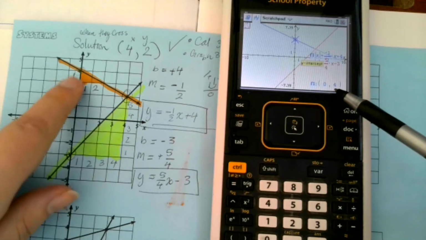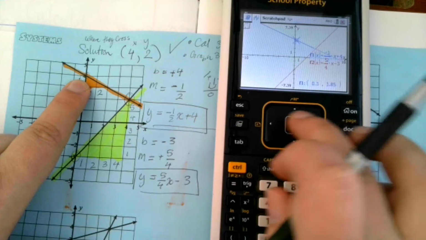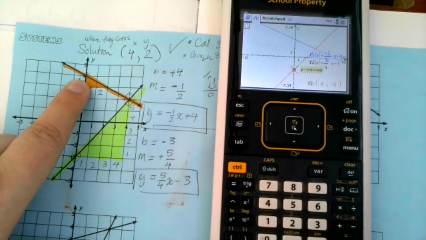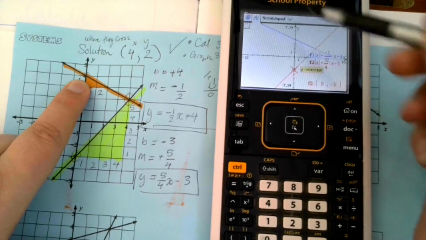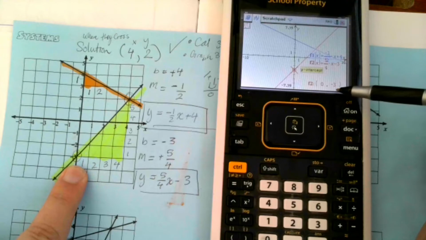My y-intercept is at 4. That's good. Now if I arrow to the side, it's going to slide along that blue line. But if I press the down arrow, it switches what functions it's at. So now I'm at negative 3. That's the y-intercept for this one, so that's great.